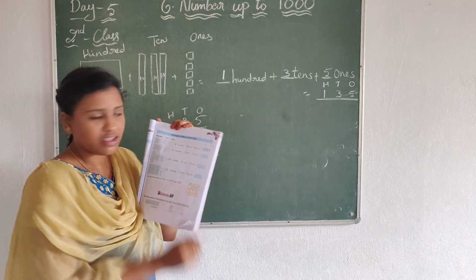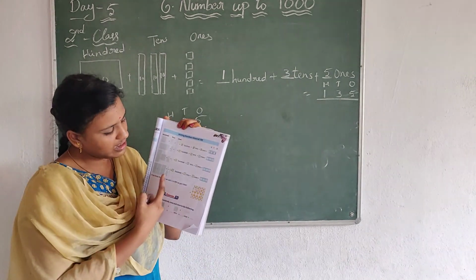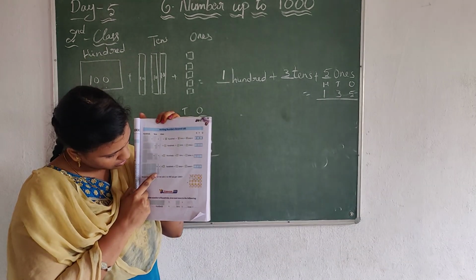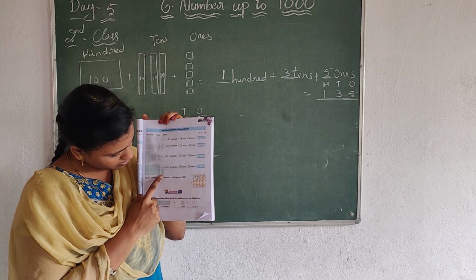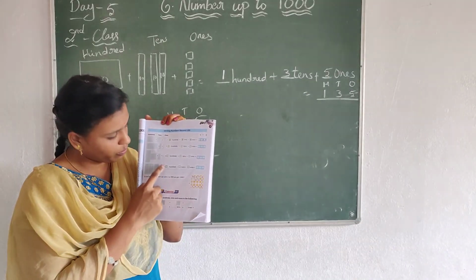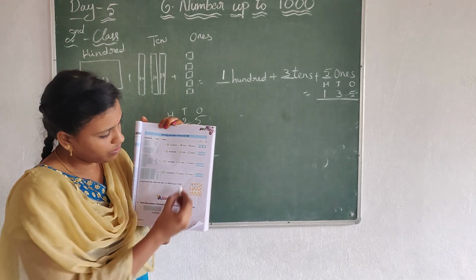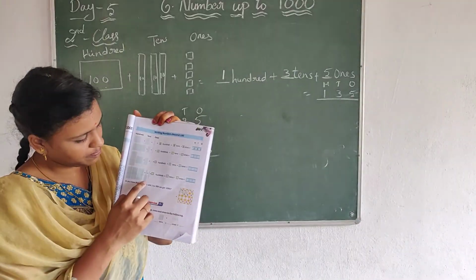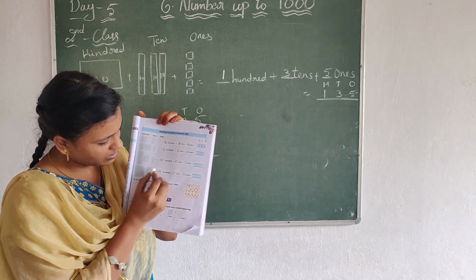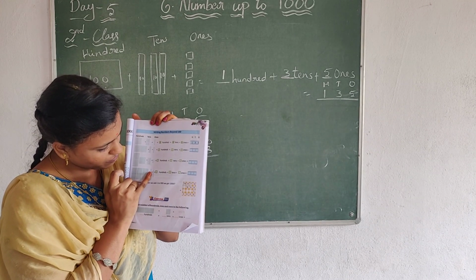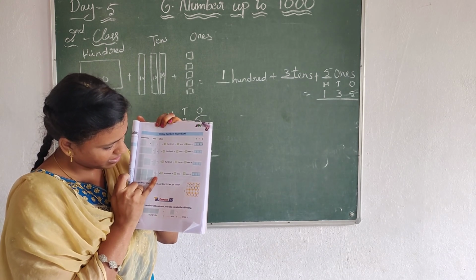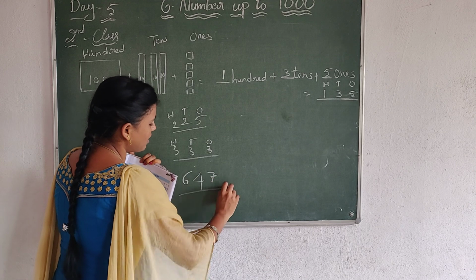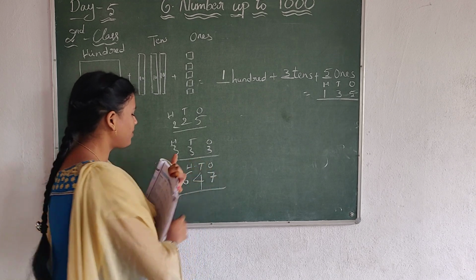Let's see. 1, 2, 3, 4, 5, 6. How many hundreds? 600. Let's see here. First, the tens in the upper part: 1, down, 1, 2. This is 3. This is 4. How many tens boxes are there? 4. Write 4 in this box. Next, ones. First box. 1, 2, 3, 4, 5, 6, 7. How many boxes are there? 7. In the ones place we write down 7. So now read 600.